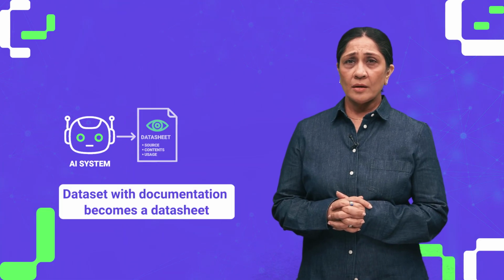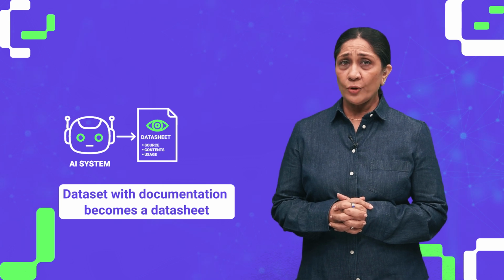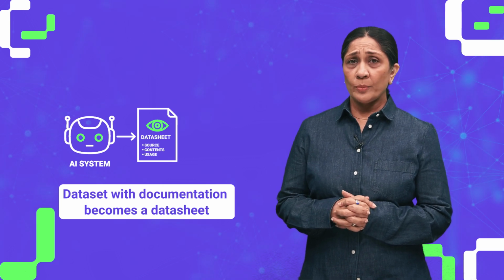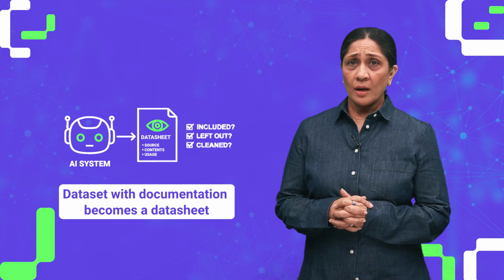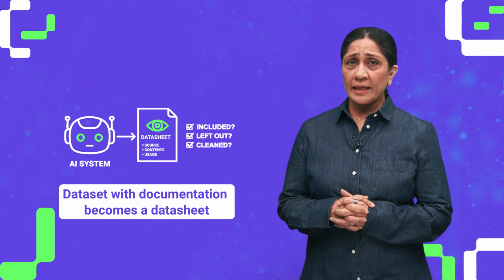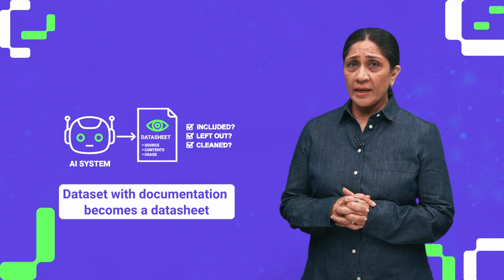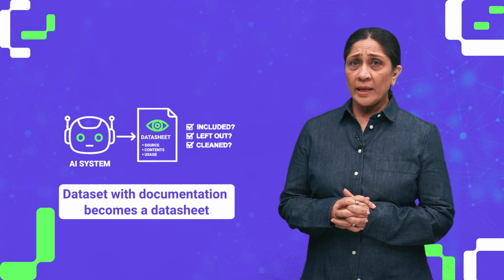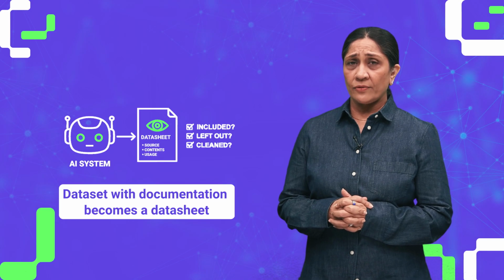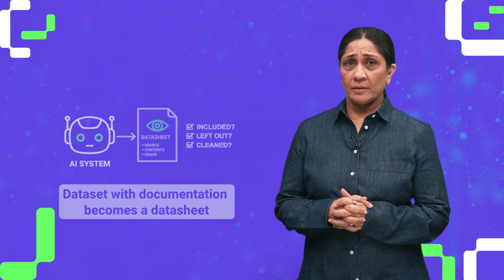Why do data sheets matter? AI systems learn from data, but data isn't neutral. It reflects human choices: what's included, what's left out, and how it's cleaned or categorized. If we don't know that story, we can't tell whether an AI system is fair, safe, or reliable.